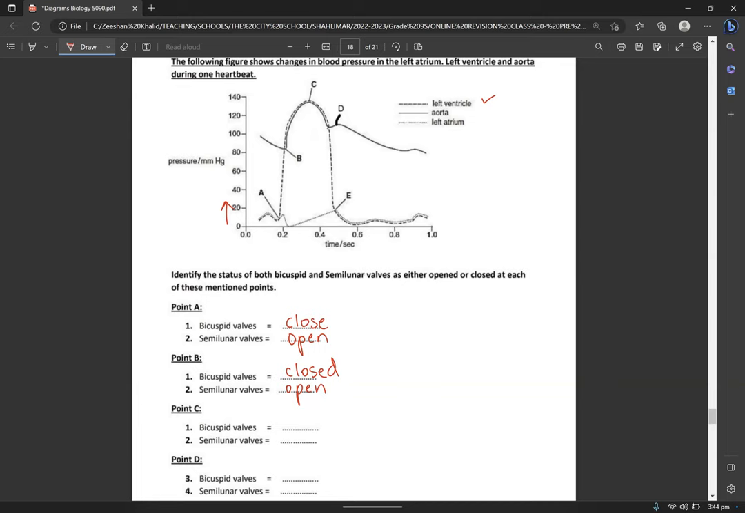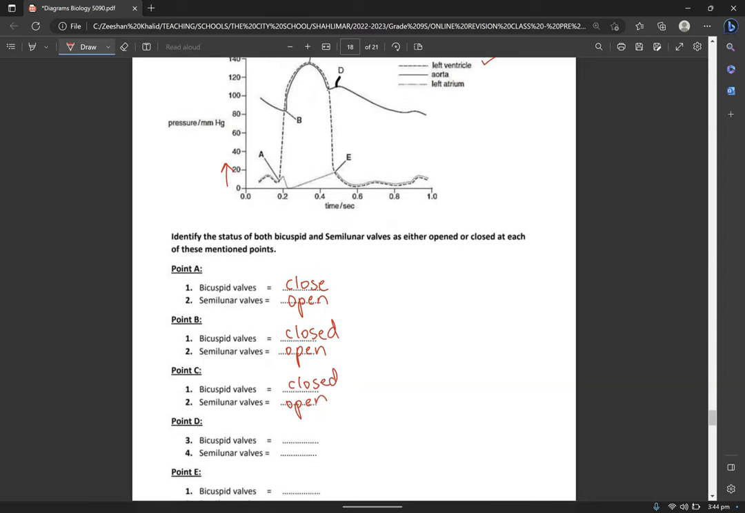Theek hai ji, bicuspid valves, bicuspid jo valves hain, point C pe, वो bicuspid valves again closed हैं, pressure काफी ज्यादा है, और semilunar valves open हैं क्योंकि blood flow कर रहा है. Point D पे now, अब semilunar valves will be closed. Why? Because blood has escaped. क्योंकि अब aorta की line overlap नहीं कर रही उसके साथ.